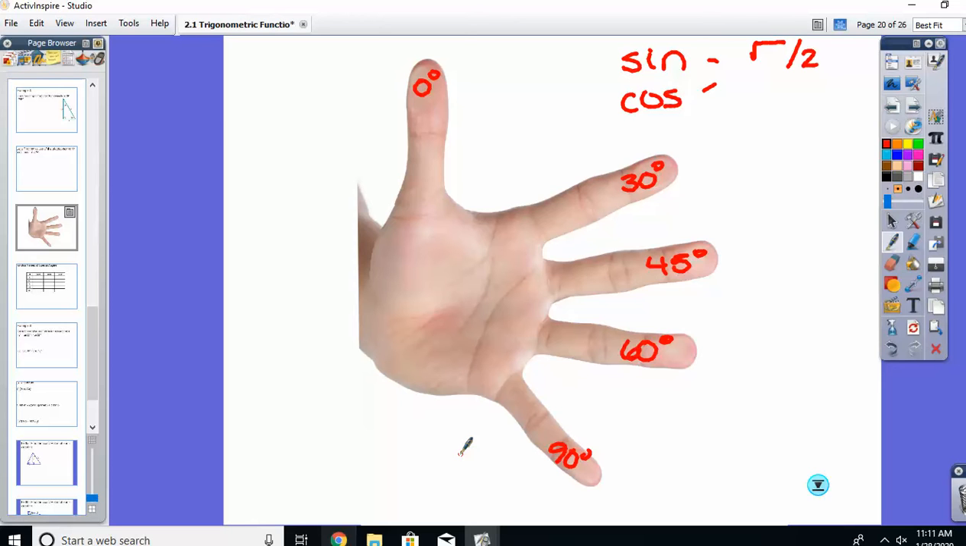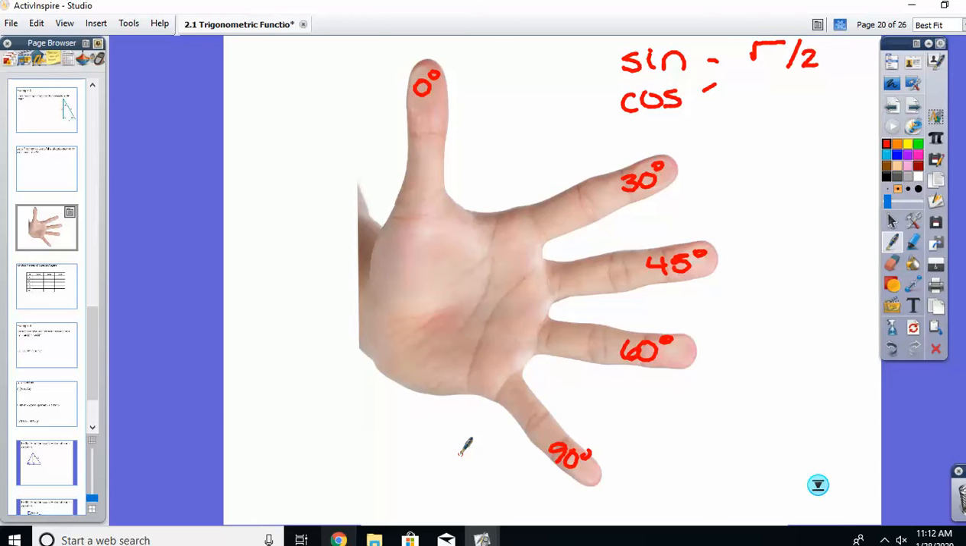So now if I said, tell me the sine of 60 degrees, you can fold in your 60 and say, oh, it's radical 3 over 2. Or if I said cosine of 45, so you fold in your 45, cosine's the bottom, so radical 2 over 2. Now, that's how to get sine and cosine, and if you know those, you can get secant and cosecant by doing the reciprocals, right? So let's talk about tangent.